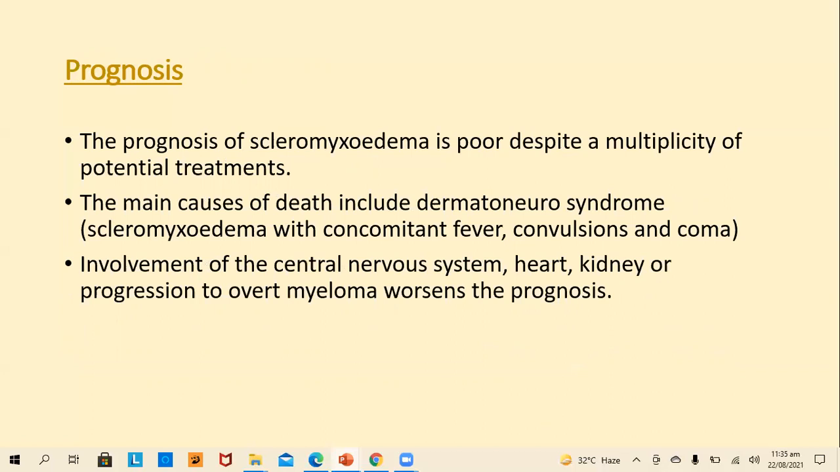Prognosis of scleromyxoedema is poor despite the multiplicity of potential treatments. The main cause of death includes dermato-neuro syndrome, in which scleromyxoedema is seen with fever, convulsions, and coma. Involvement of CNS, heart, kidney, or progress to overt myeloma worsens the prognosis.